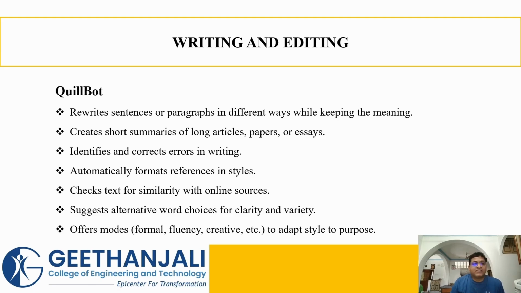Quillbot is another tool for writing and editing. It rewrites sentences and paragraphs in different ways while keeping the meaning. It creates short summaries of long articles, papers, or essays. It identifies and corrects errors in writing. It automatically formats references in style.